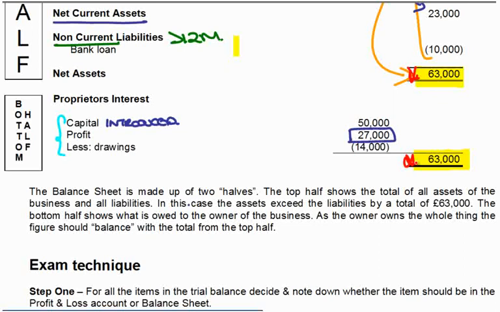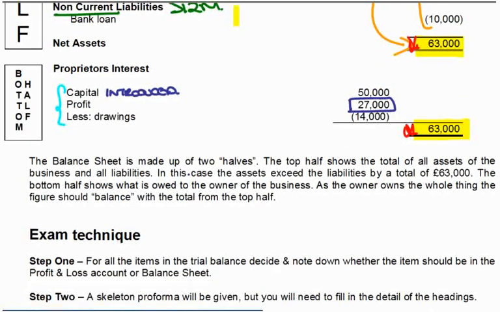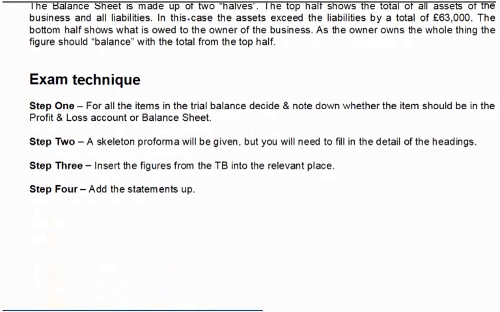So that's your two pro formas that you need to become familiar with and think about where you're going to put items in. In terms of exam technique and what you need to be doing, well, first thing to do when you get your trial balance, note down exactly whether you think the item should be profit and loss or balance sheet. So just next to them, jot down P&L or BS for balance sheet.